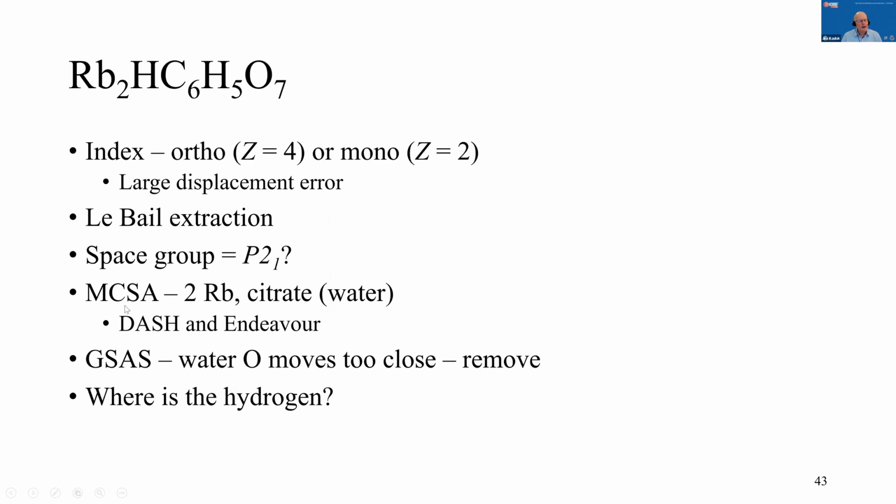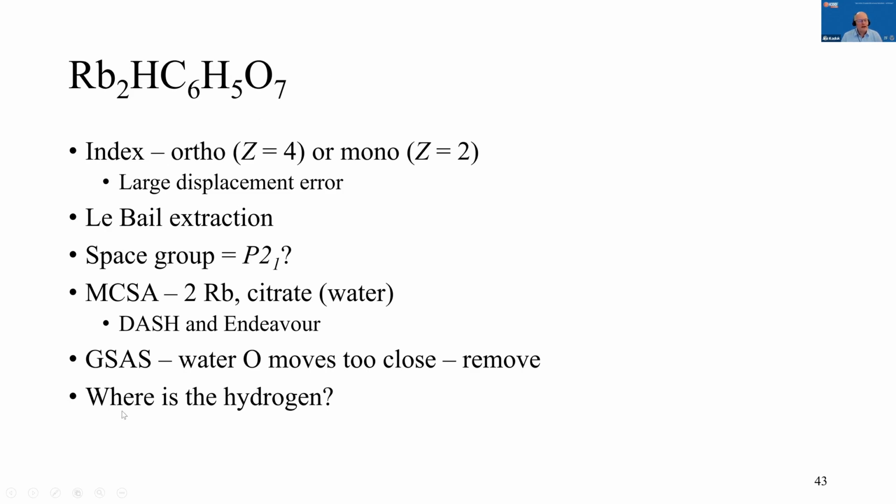So we did the Monte Carlo simulated annealing using 2 rubidium atoms and a citrate fragment. And this is before we knew any bulk analysis. I included an oxygen atom for perhaps a water molecule. So I used 2 other programs to do the simulated annealing and then refined it in GSAS, and the water oxygen moved way too close to the citrate. So it was clearly artificial. I just removed it. So it was anhydrous, and we could confirm that later.